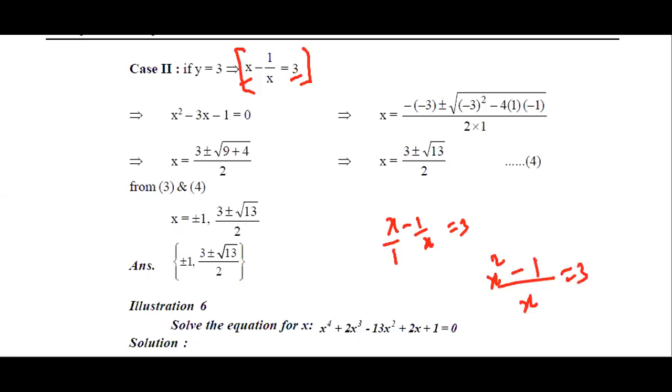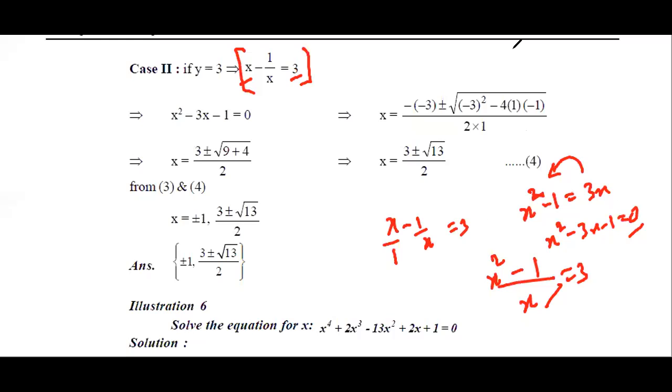ये समझ में आ गया? यहां तक समझ में आया? ये स्टेप समझ में आया? Yes or no? Tell me. So after cross multiplying, we will get x square minus 1 is equal to 3x. ठीक है? Then this will go this side. We will get x square minus 3x minus 1 is equal to 0.